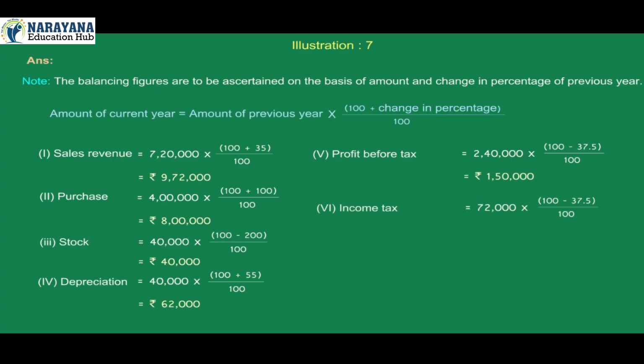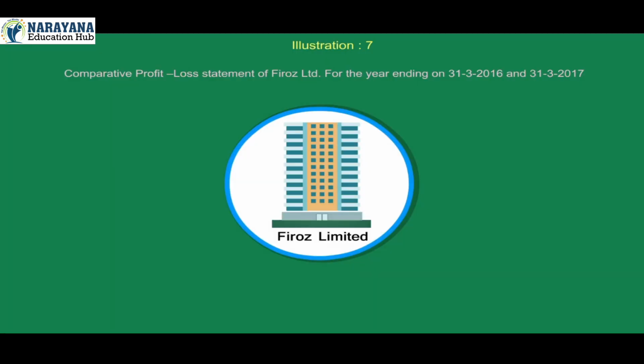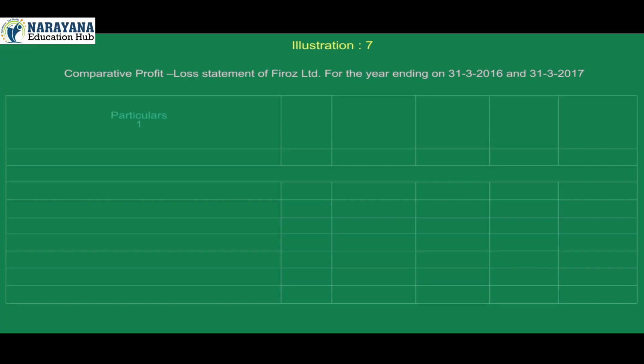6. Income tax is equal to 72,000 into 100 plus 37.5 divided by 100 is equal to rupees 45,000. 7. Profit after tax is equal to 1,68,000 into 100 plus 37.5 divided by 100 is equal to rupees 1,05,000. Comparative profit and loss statement of Feroz Limited for the year ending on 31st March 2016 and 31st March 2017.